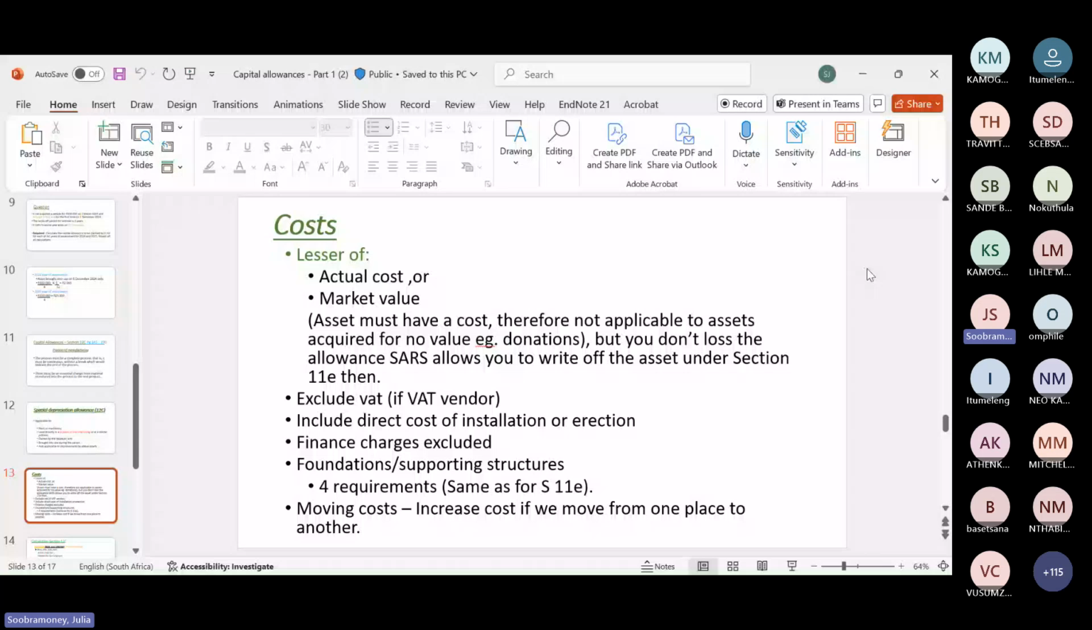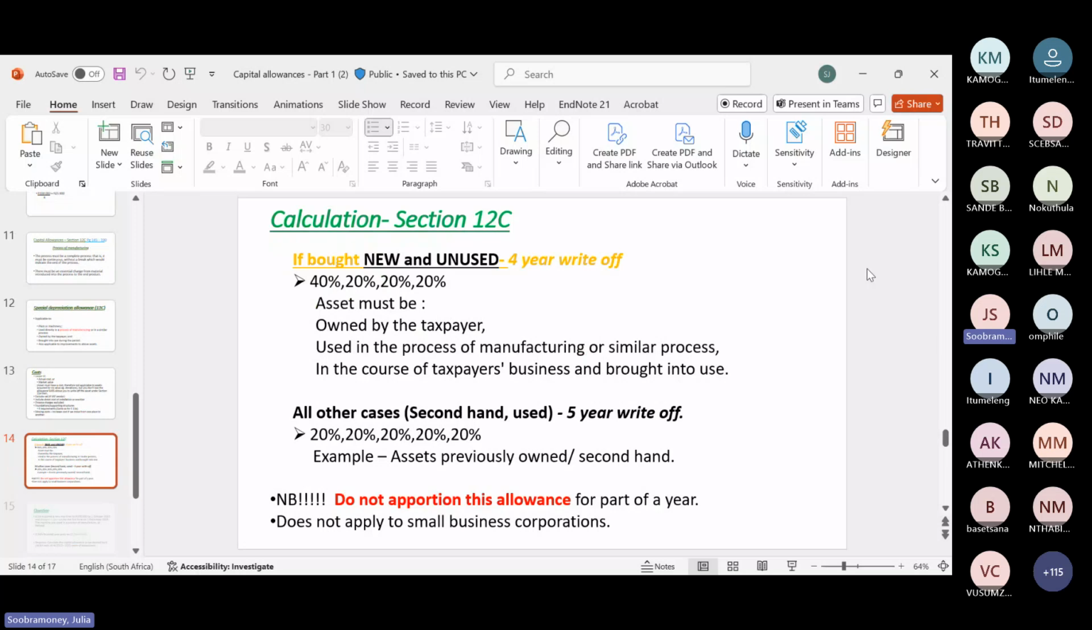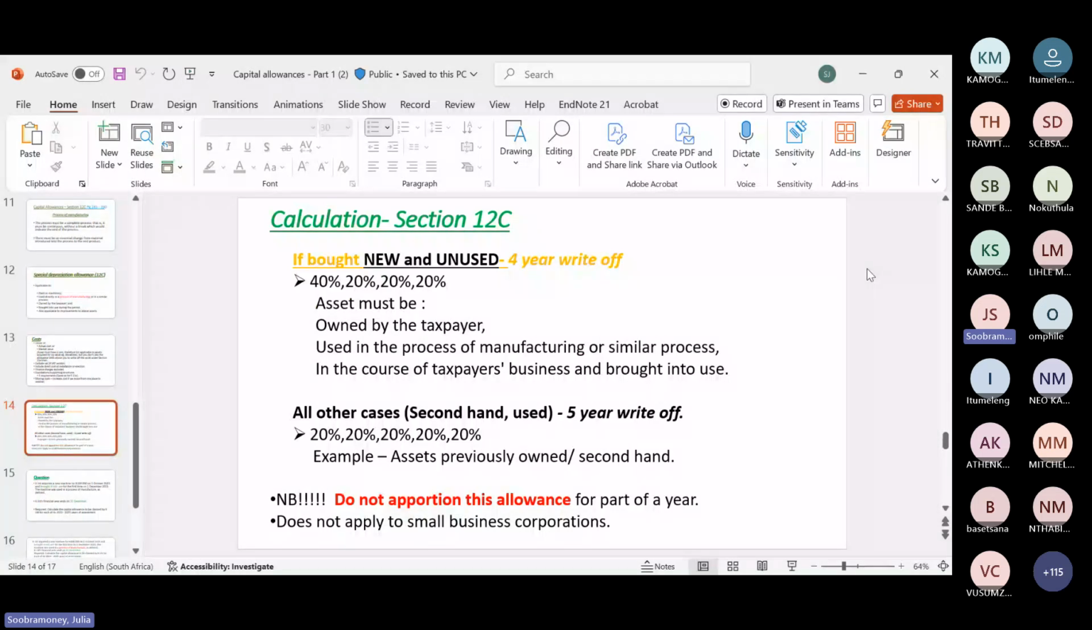Okay. Now, how do we calculate the allowance we get from a Section 12C asset? Okay, so there's two rules here. I will not give you the write-off period. You need to know the rules for Section 12C. So the first one says you will write it off over 4 years, 40% in the first year, then 20% in the next 3 years. So it's a 4-year write-off period.